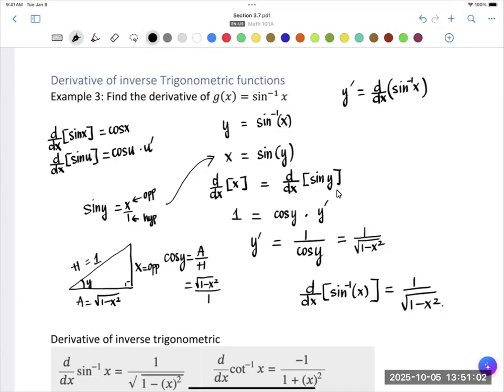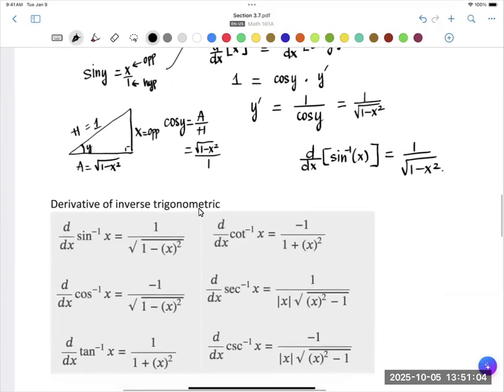So in general, we have 6 trigonometry functions, so we're going to have 6 inverse trigonometry functions to find the derivative of. If you look at the first one, the derivative of sine inverse is 1 over square root of 1 minus x squared. Similarly, if you apply the same way, you will find that the derivative of cosine inverse is negative 1 over square root of 1 minus x squared. And the derivative of tangent inverse is 1 over 1 plus x squared. The last 3 are cotangent inverse, secant inverse, and cosecant inverse.